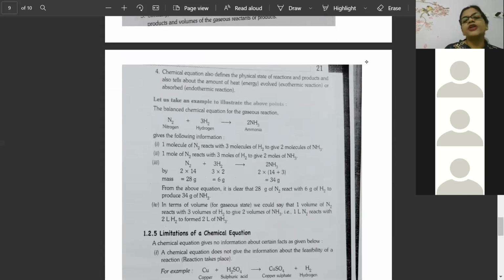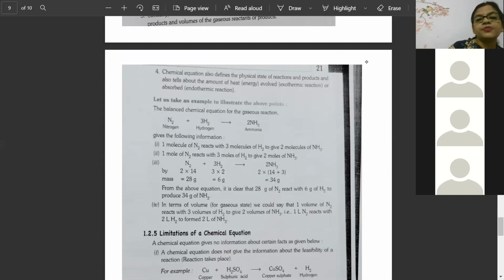Okay. Next important point is that a chemical equation also defines the physical state of reactants. Beta, as much as possible, try to write the state of the reactants and products also. Like you were telling now, carbon.